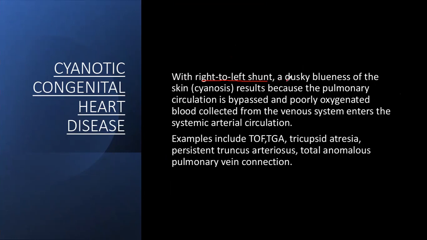With those shunt anomalies, a dusky blueness of the skin, cyanosis, results because the pulmonary circulation is bypassed and poorly oxygenated blood collected from the venous system now enters the systemic arterial circulation. Examples of these include tetralogy of Fallot. This is very important. Transposition of the great arteries, also important. Tricuspid atresia, persistent truncus arteriosus, and total anomalous pulmonary venous connection.